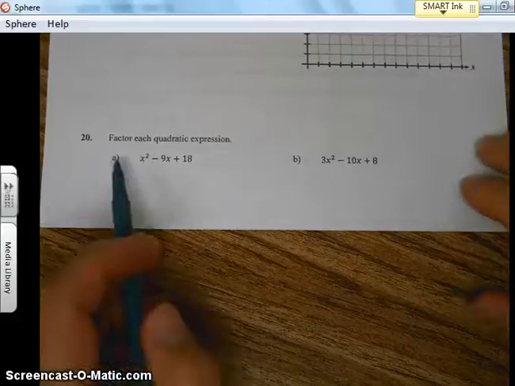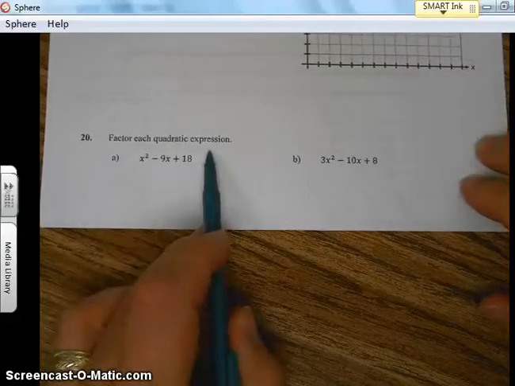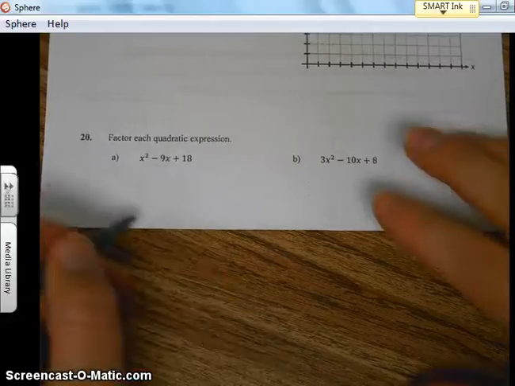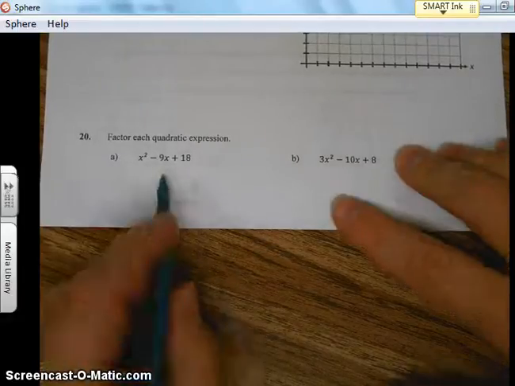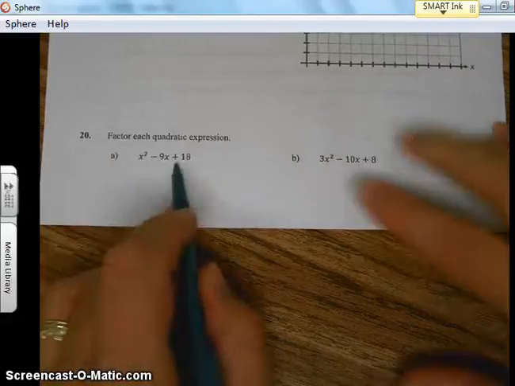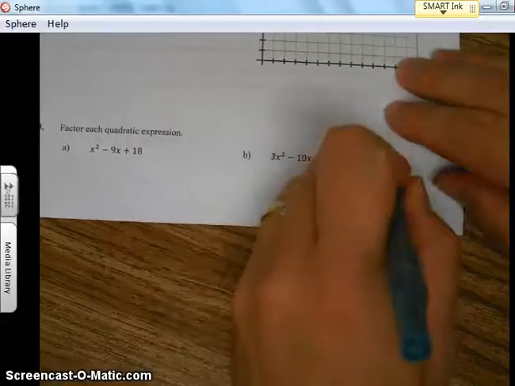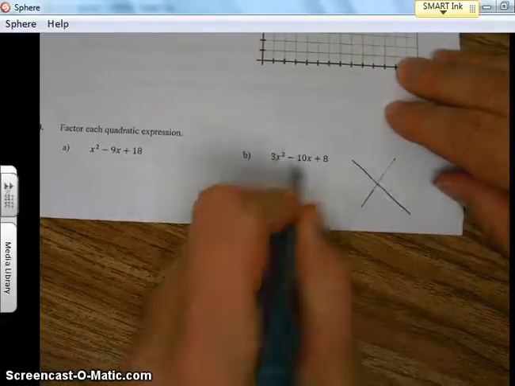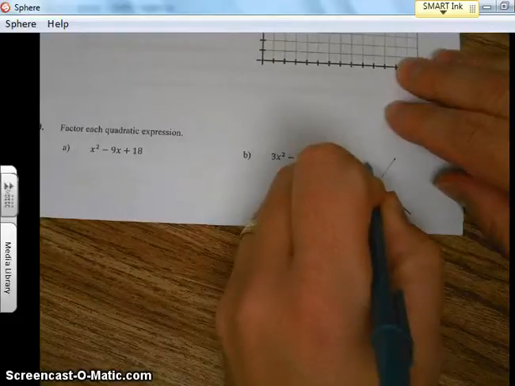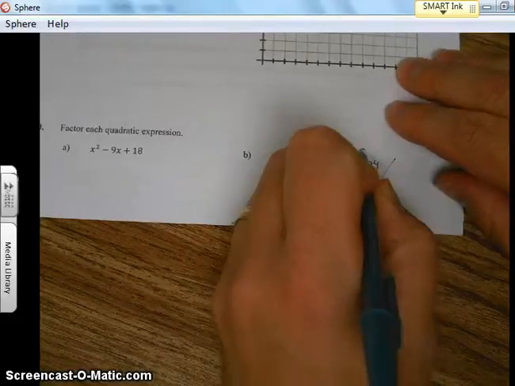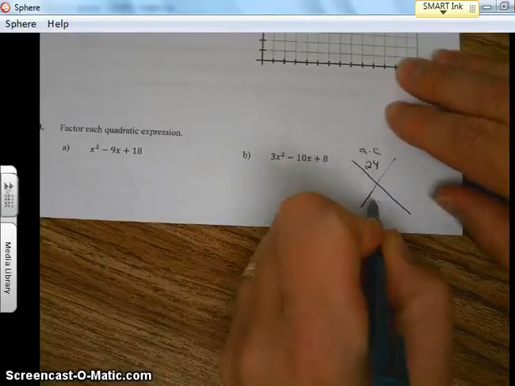Okay, so factor each quadratic expression. I taught you how to use the x factor. I'm going to go ahead and do the one on the right here. So we multiply a times c. The b value goes on the bottom.